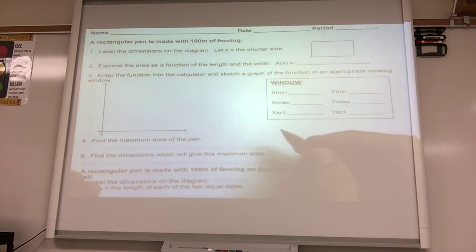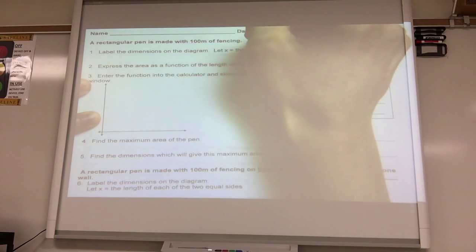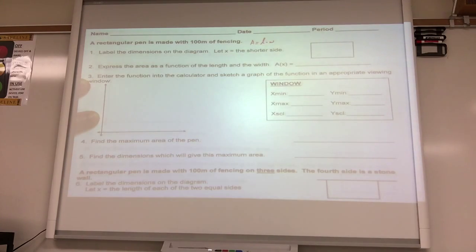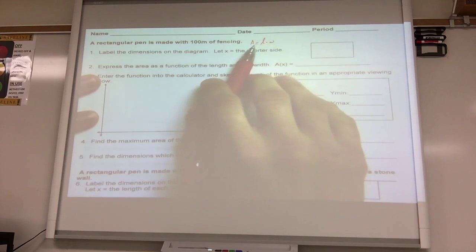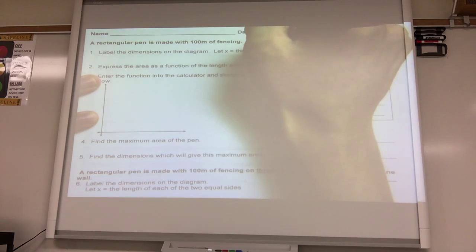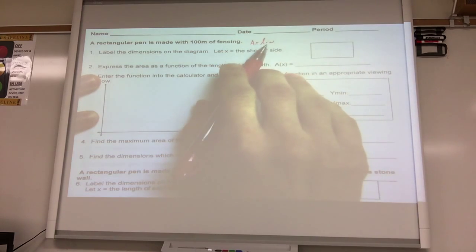So you want to start off, and you want to realize that area is simply length times width. That's all area is. It's just length times width. And now, we've been working with quadratics, so keep that in mind. What we're going to do to optimize area is we're going to have to turn this into a quadratic. Right now we have two variables. We want to reduce that down to one.